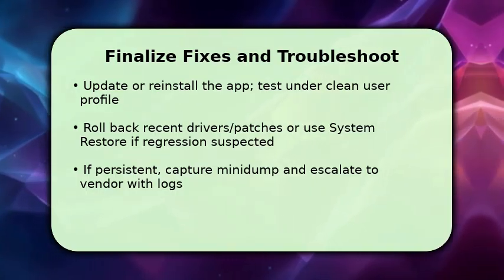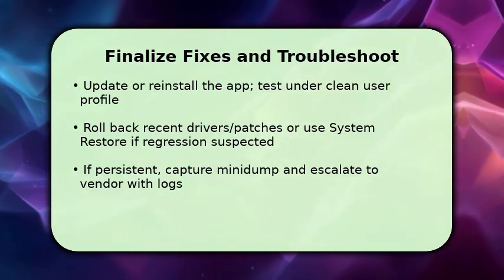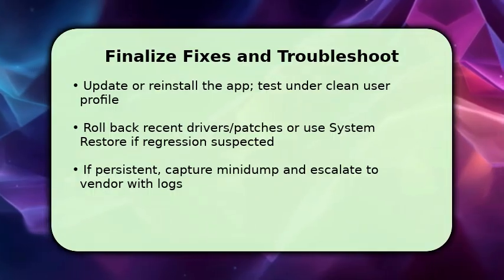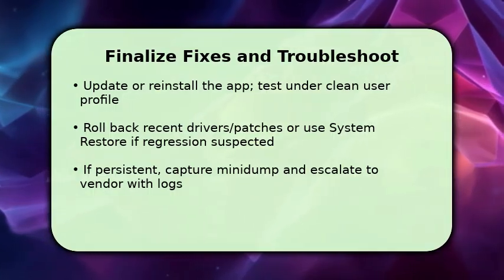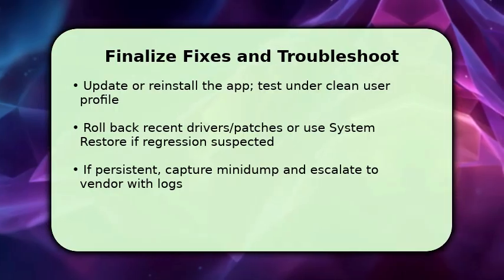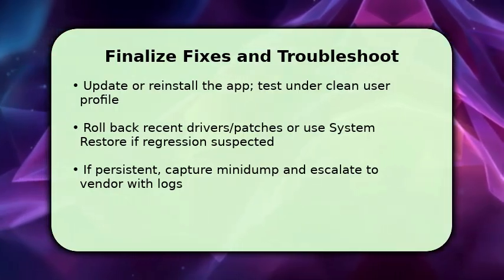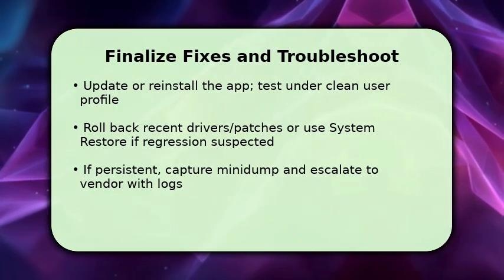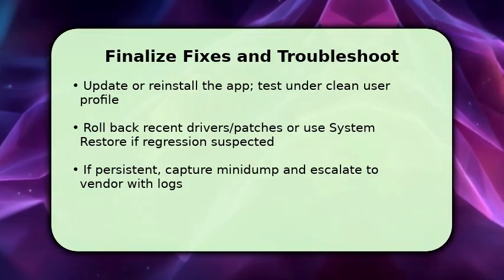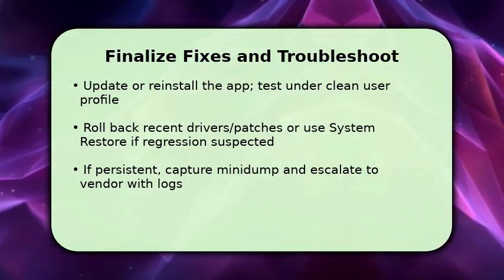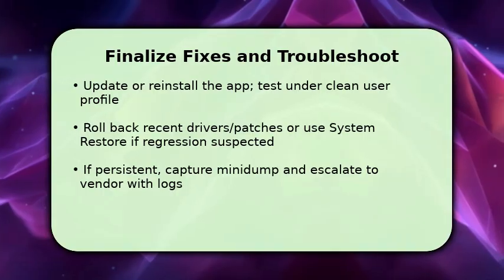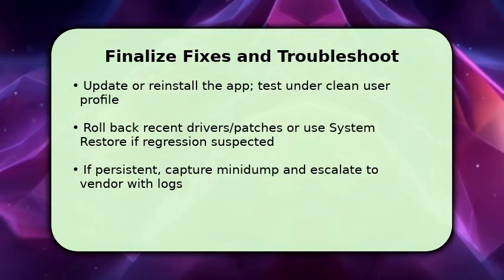Make sure to roll back any recent driver or Windows updates that coincide with the failure, or use the restore point you made earlier to revert system state. If the assert persists, collect a minidump, include Event Viewer entries and redistributable versions, and escalate to the software vendor for a code-level fix. This evidence speeds resolution.